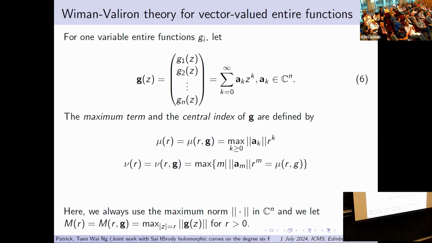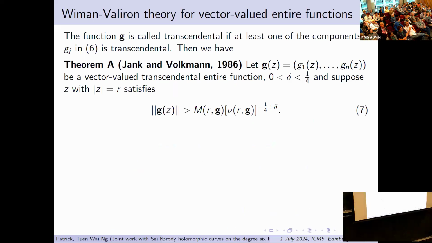Among all these terms which attain the maximum, you try to get the largest index m here. And so this index m will be denoted by this notation here. So that's our notation. And finally, I also need to define this maximum modulus function for this G. It would be given by this maximum here over the circle with center at the origin and radius r.